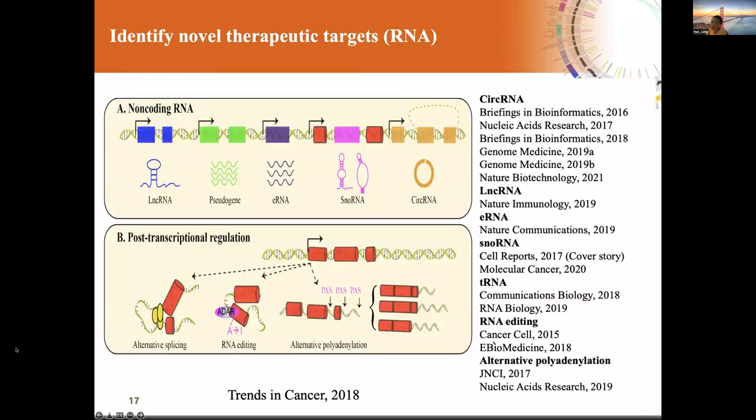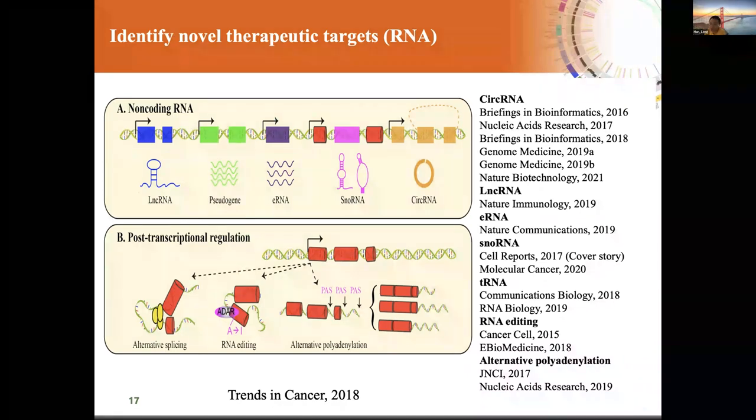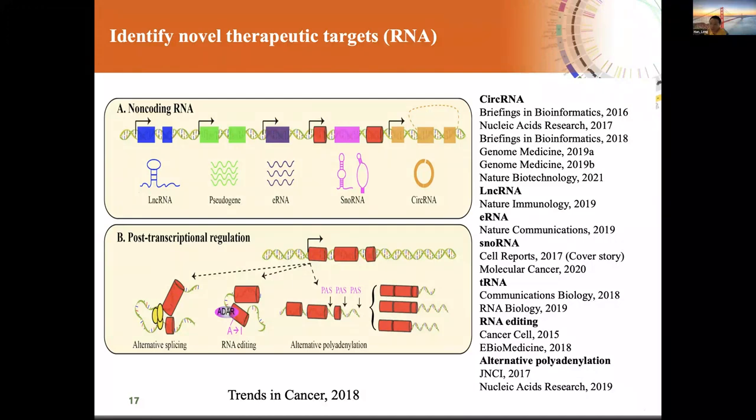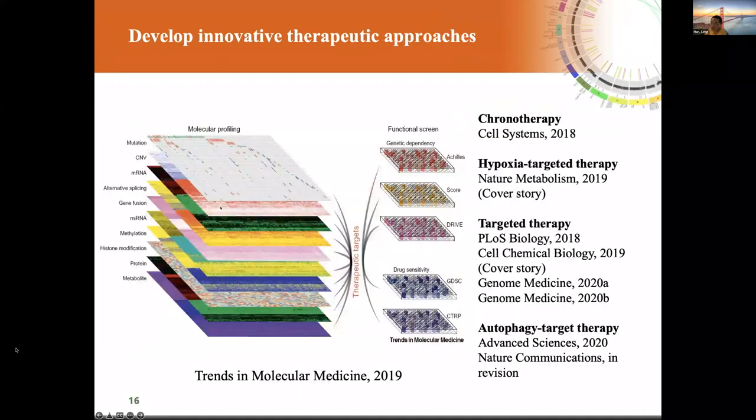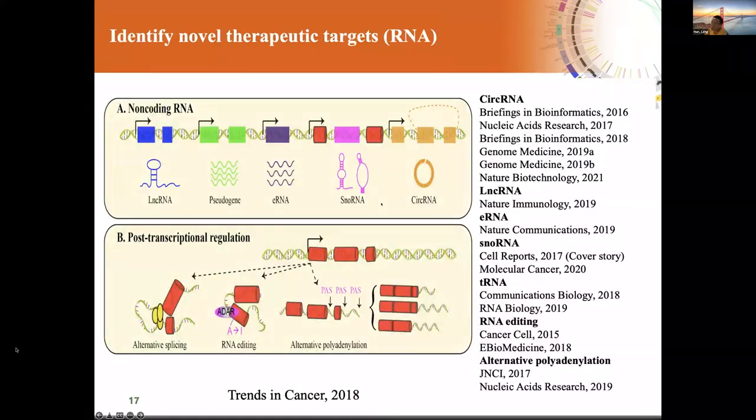Other than these, we are also trying to identify novel therapeutic targets. One of the major focuses of my lab is, one, non-coding RNA, and the other, post-transcriptional regulation. Non-coding includes not only lncRNA, but also pseudogene, enhancer RNA, snoRNA and circRNA, and post-transcriptional regulation includes alternative splicing, RNA editing, and alternative polyadenylation. Regarding these, we published a series of cancer genomics papers, and this is a summary of what we have done in the past several years.